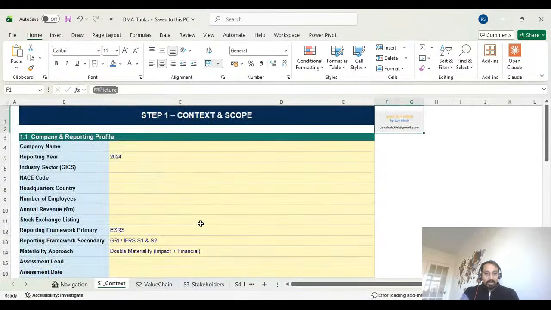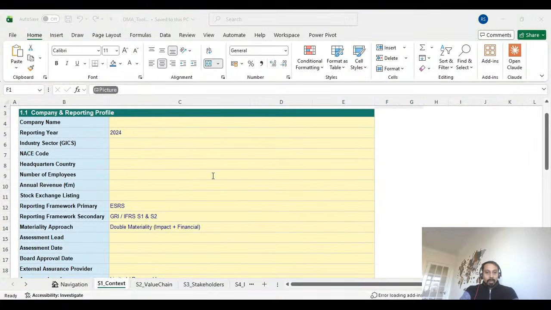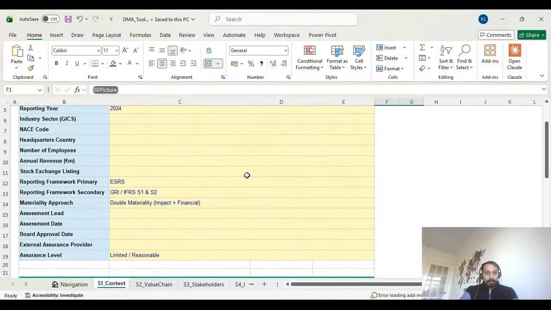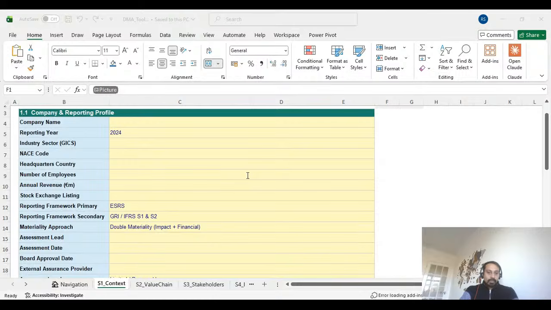So first we have to start with the context and scope. In the context and scope, you will define your company profile and reporting boundaries. This is where everything starts: company name, reporting year, the industry sector, geographic footprint, and the defined scope. Without this, you cannot do a double materiality assessment because it would be meaningless. For example, a UK retail company and a global manufacturing company will have completely different material topics. That is why you have to mention your sector, geography, and your details for context and guidance.